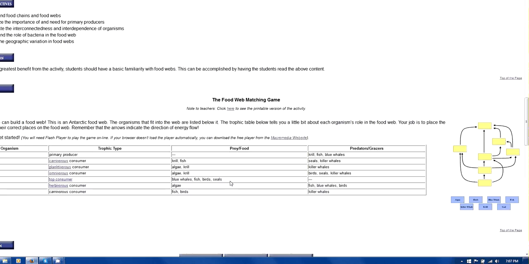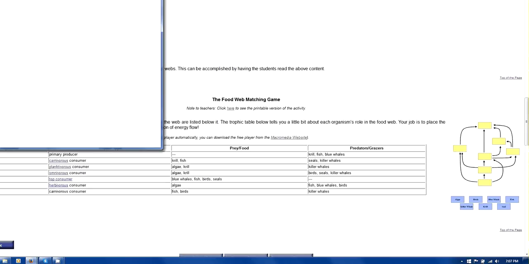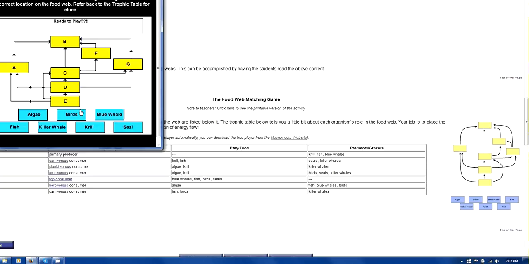Now when we get down here, we have an activity, and it says here, click here to get started. It's going to be identical to this here. What you're going to do is put the appropriate organisms into this food web. So if you click on here, it comes up. You can't make a mistake. If you try to put a box into a square that it doesn't belong in, it won't let you.